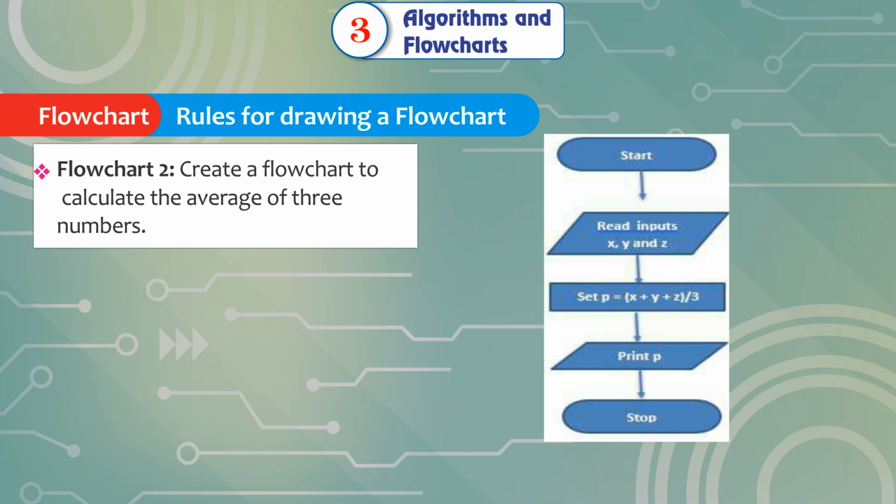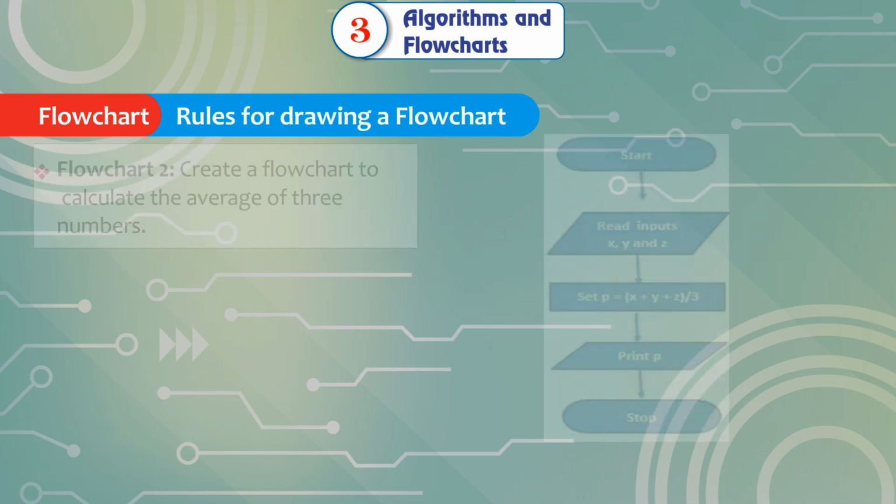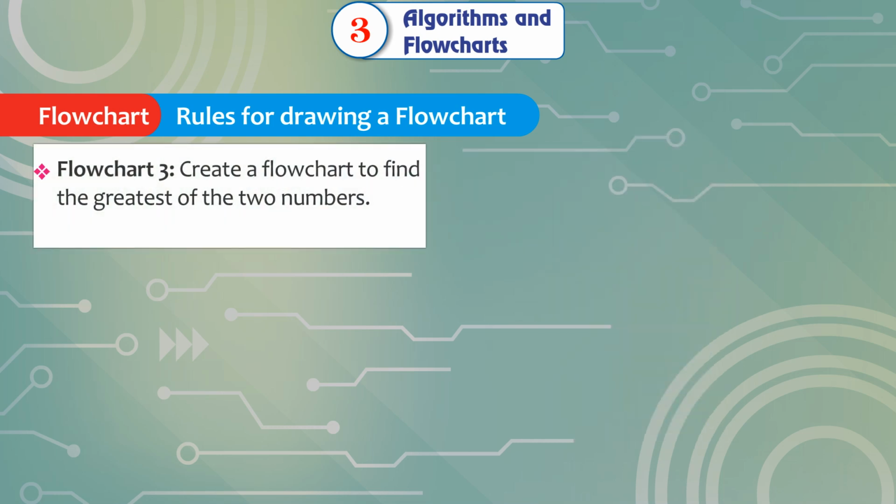Flowchart 2. Create a flowchart to calculate the average of three numbers. Start. Read inputs X, Y and Z. Set P equals X plus Y plus Z divided by 3. Print P. Stop.